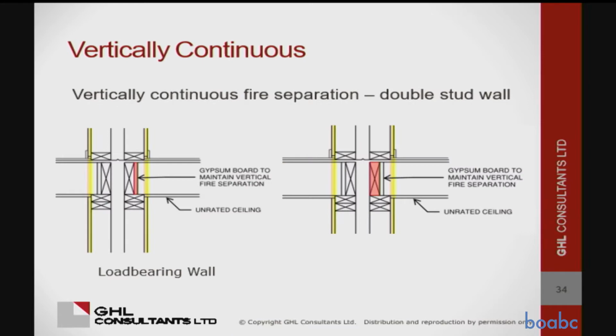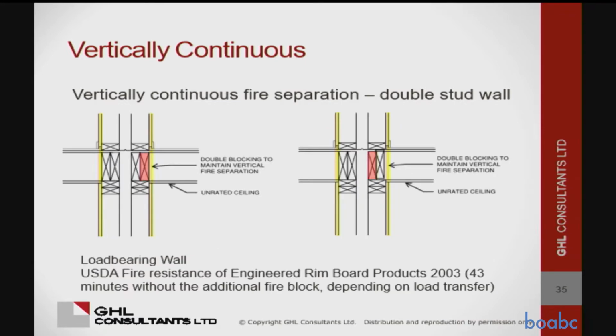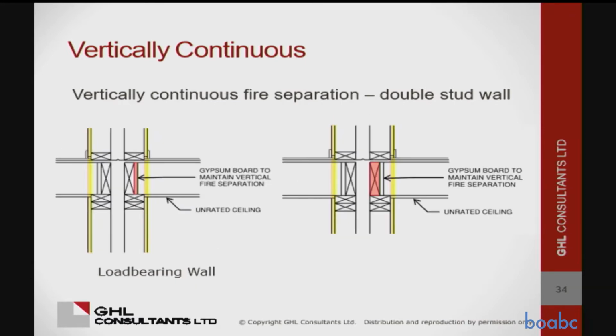So the vertically continuous fire separation in this double stud wall, the rim boards are typically load bearing. Oh, go back. So sometimes you use this method. Some proprietary truss joist details say to put gypsum board along the rim board. And so in the diagram on the left, the gypsum board is the fire block, and the rim board is the structural member. And this is for when you have an unrated ceiling.